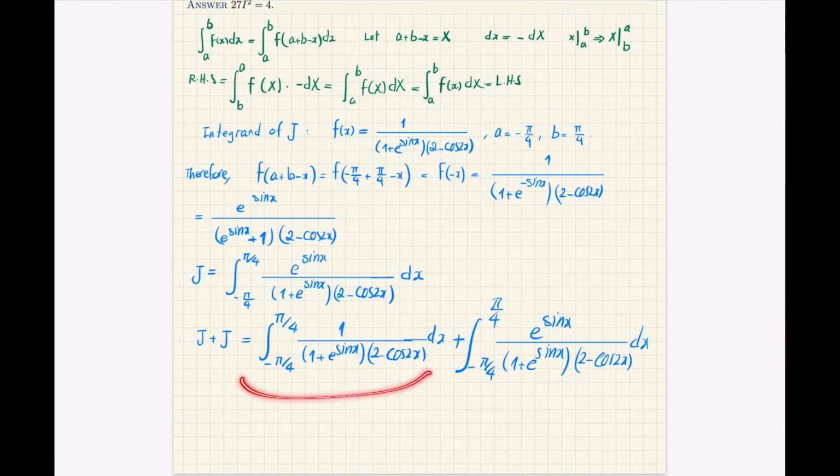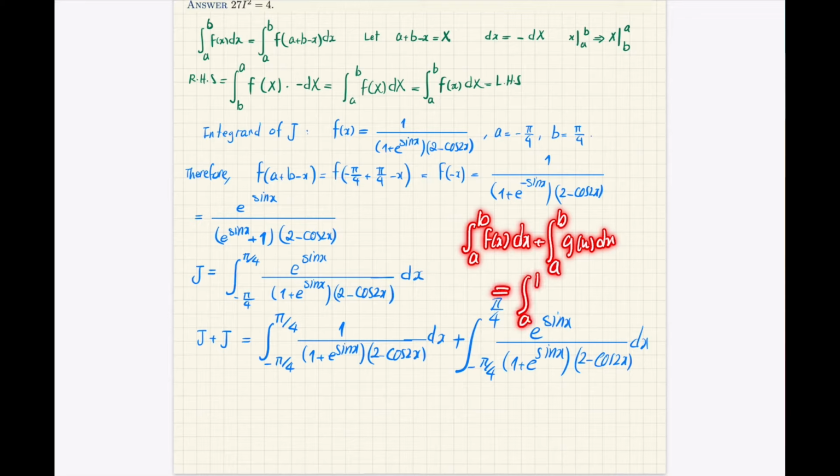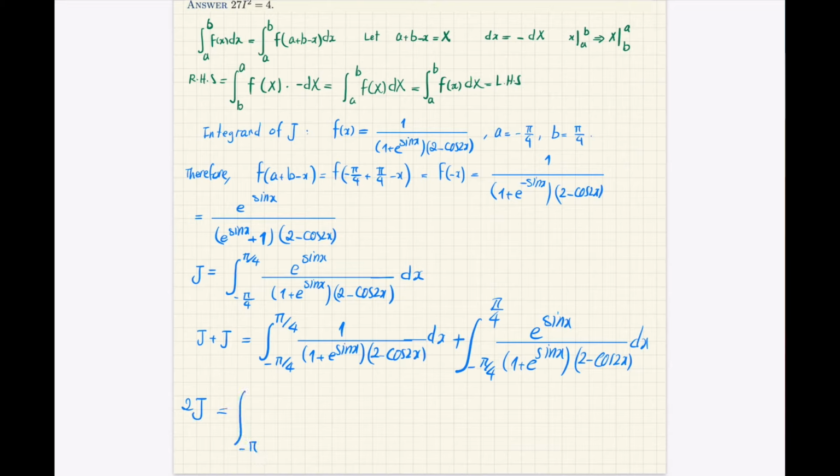So now you see that I have two integrals added together, so you know that we have this rule. If I have the integral from a to b of f of x dx plus another integral from a to b of g of x dx, I can write it as one integral and I can add the integrands. So I want to use the same idea. This is the first function, this is the second function. I want to add these integrals. The limits are exactly the same, so I can use that. On the left hand side I have J plus J, which I can simply write as 2J. On the right hand side I can write the integral from minus pi over 4 to pi over 4. I need to add these two integrands, but the good point is that the denominators are the same, so the algebra is super simple. I just add the numerators and I will keep the denominator as it is.